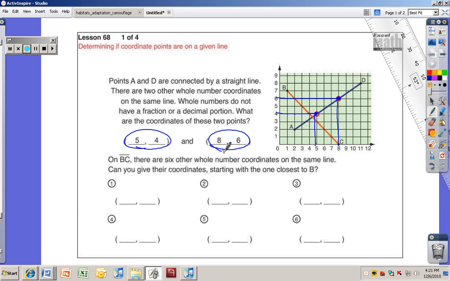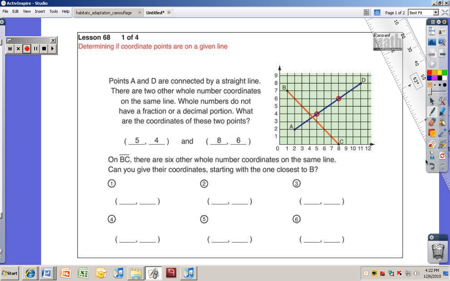On BC, there are 6 other whole number coordinates on the same line. Can you give the coordinates starting with the one closest to B? This line segment BC comes right down here, crossing spots where 2 lines come together. It crosses right over them, and there's actually 6 of them. See if you can list those. Pause the video, turn it back on when you're ready to see the solution.